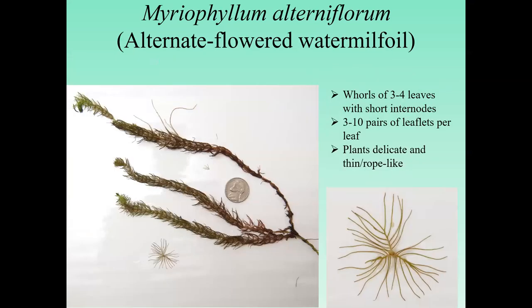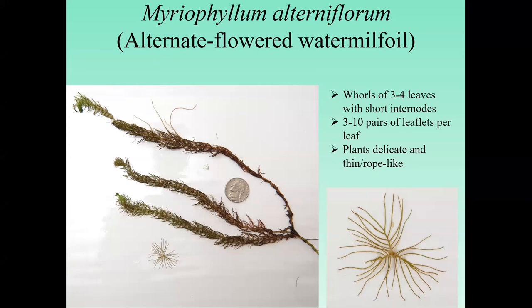And then the last one I'm going to talk about, there are a few others in the group that we're not going to cover for the sake of time, but another one that we see fairly commonly in the northern oligotrophic lakes of the UP and northern Wisconsin, northern Minnesota, is the alternate flowered water milfoil. This is a very small species. It's much more delicate than most of the others and tends to be only a centimeter or two across. So it's a very small diameter plant. And again, has short internode distances as well. So between those whorls is very little stem tissue.